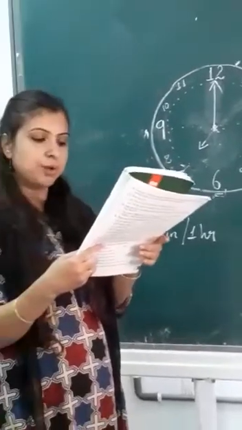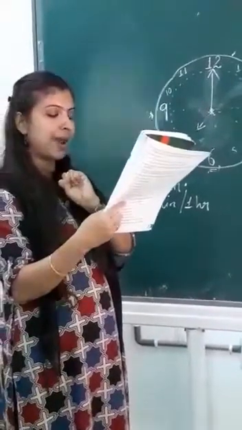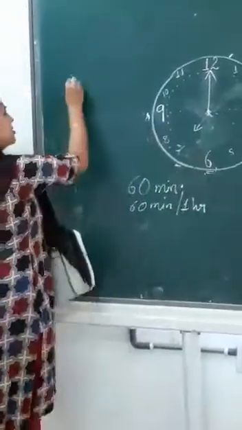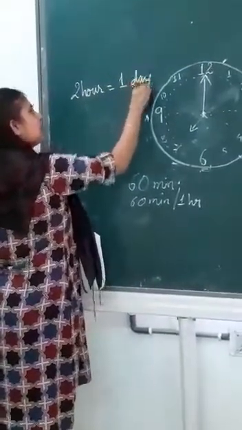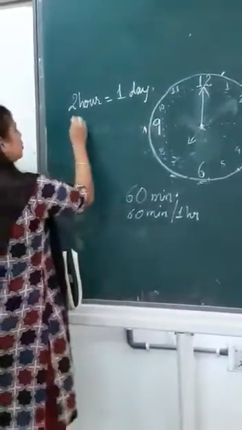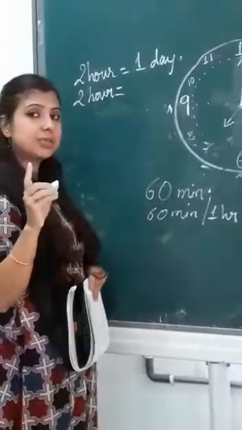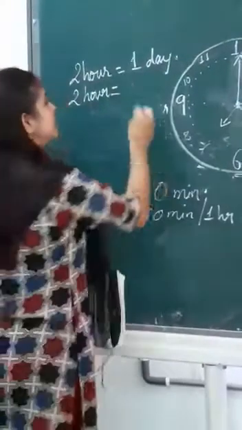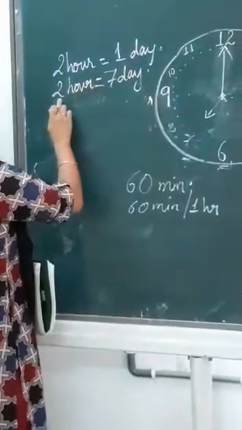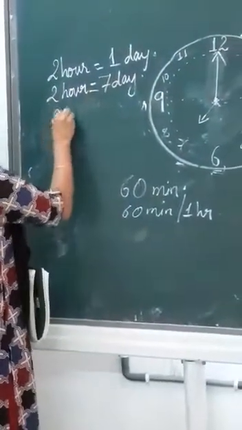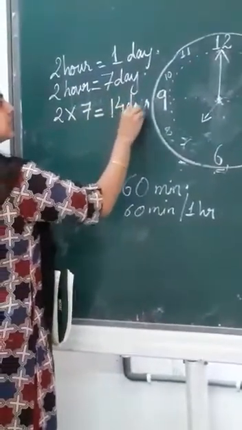Binoy practices piano for 2 hours every day, 5 times a week. How many hours does he practice in a week? So, 2 hours in 1 day. Every day in a week means how many days are there in a week? There are 7 days in a week. So, when they are practicing 2 hours for 7 days, that means 2 into 7. It will be 14.